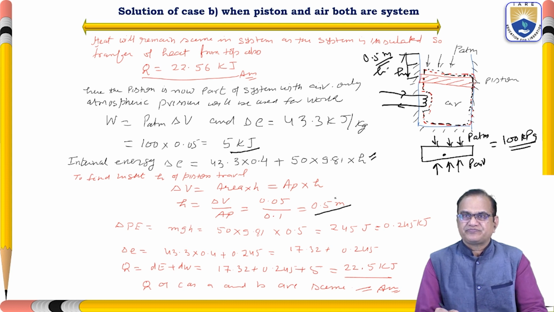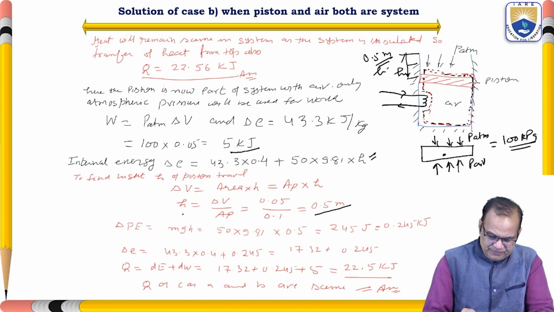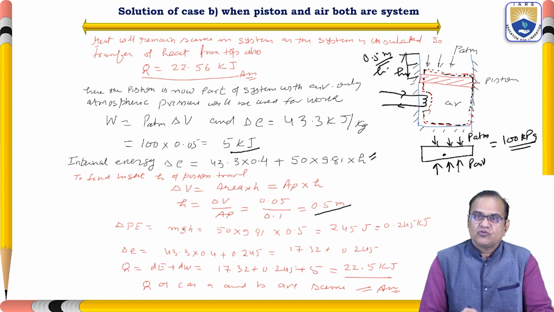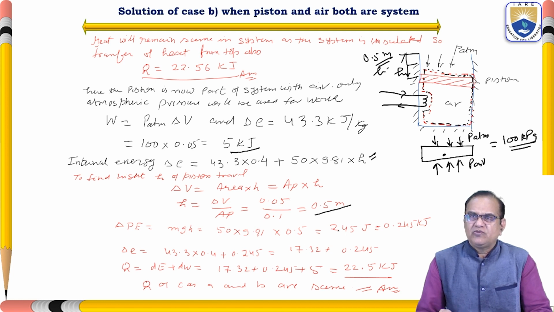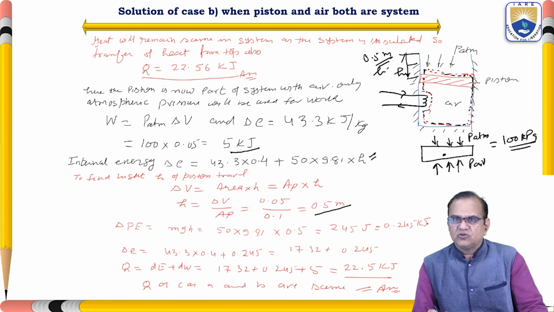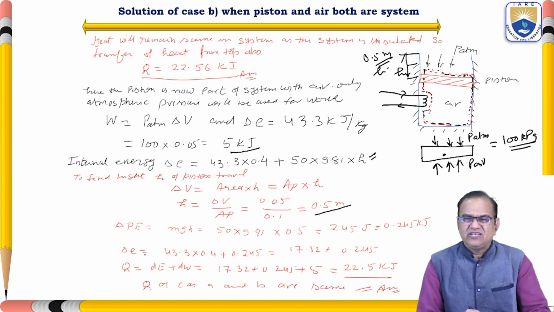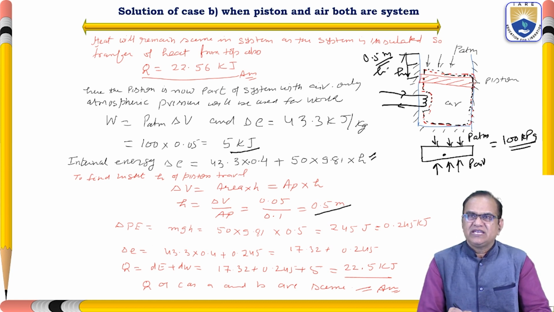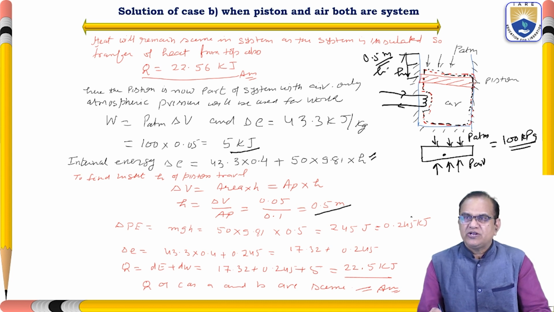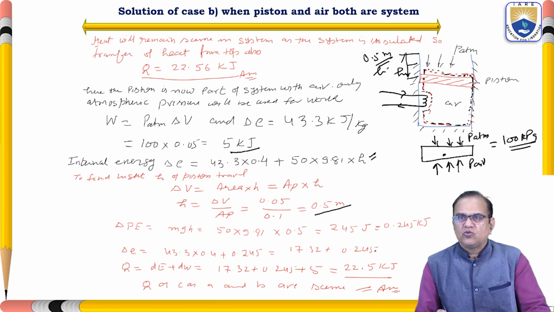This is the H. Now if you see, the potential energy is equal to mgh. So 50 into 9.81 into 0.5, you get 245 joule or 0.245 kilojoule. So this delta E is equal to 43.3 into 0.4, that is 17.32, plus 0.25.